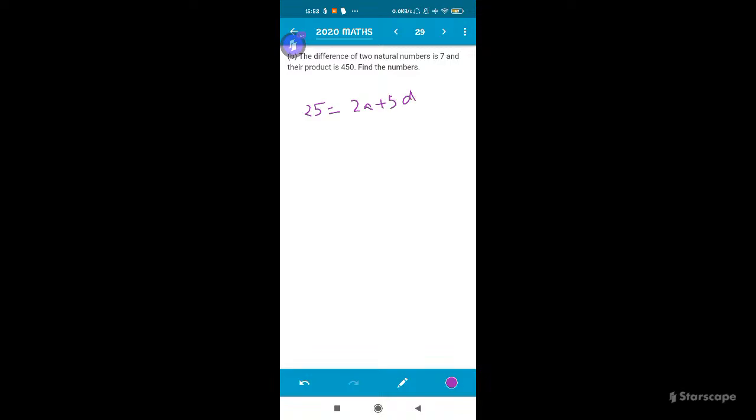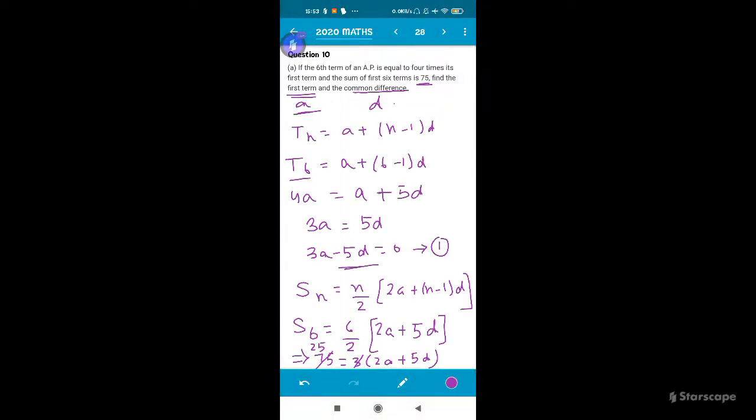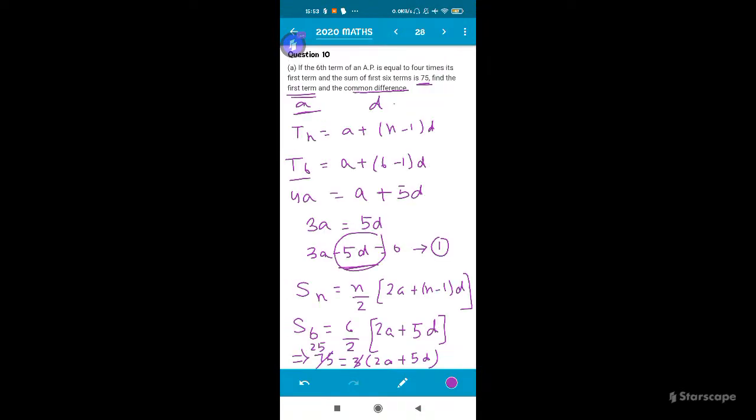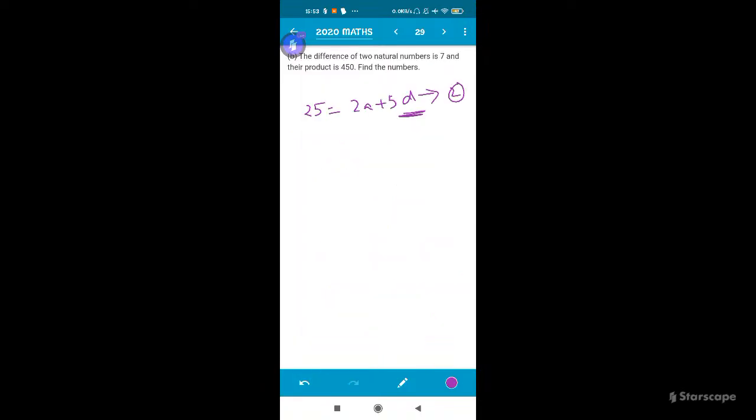Okay, this is your second equation. From the first and the second equation, we see that there is a 5d present in both. One is in negative form, one is in positive form. So if we subtract equation 1 and 2, we can directly cancel 5d. Actually, we will not subtract, we will rather add. So let's do it.